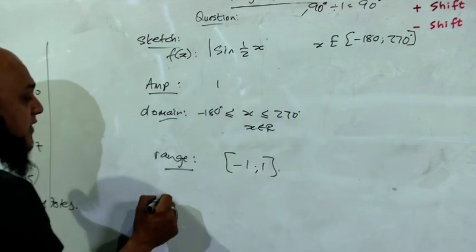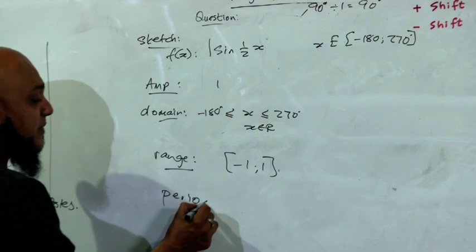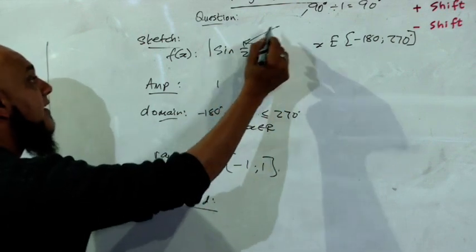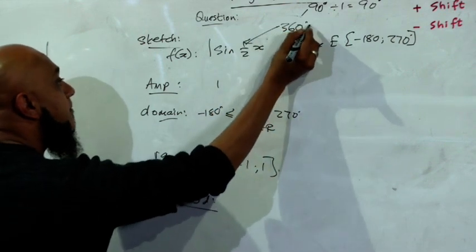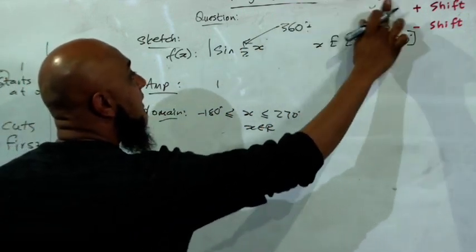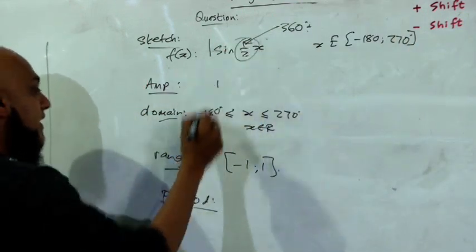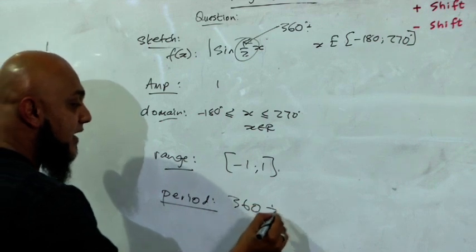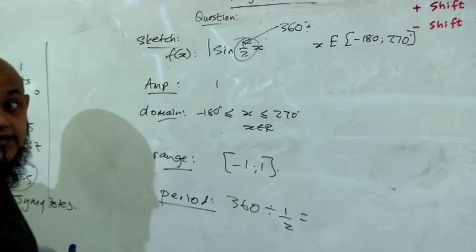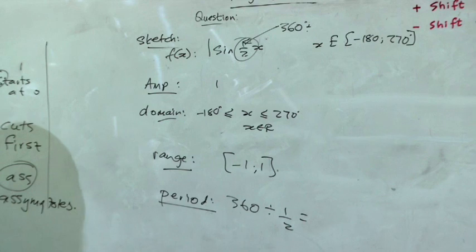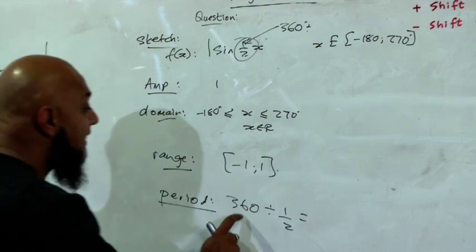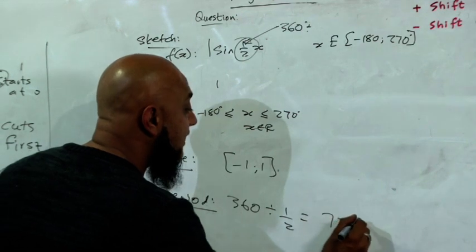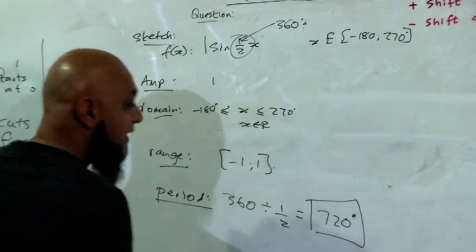Right, and then you've got the period of the graph. Now the period of the graph is 360 divided by that number. Right? So 360 divided by half. And don't say 180. 360 divided by half is not 180. 360 divided by a half, work it out on your calculator. 360 divided by half is 720 degrees.